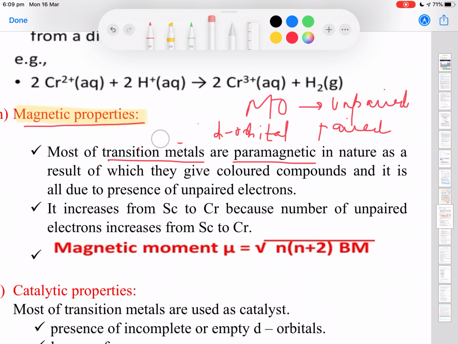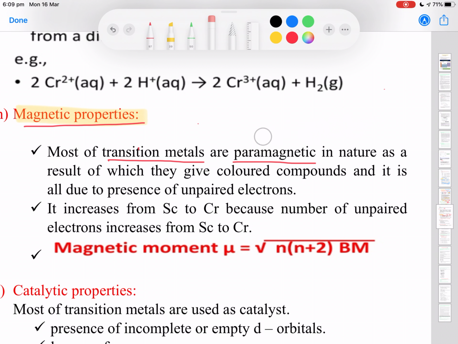Right. So what do we understand from this? We very well understood that paramagnetic behavior is evident in transition metals, and the more the number of unpaired electrons, the higher will be its paramagnetic behavior. Point number one. Second thing is, as we move from scandium to chromium, the number of unpaired electrons increases, right? So magnetic behavior will also increase. Obviously, I'm talking about paramagnetic behavior.